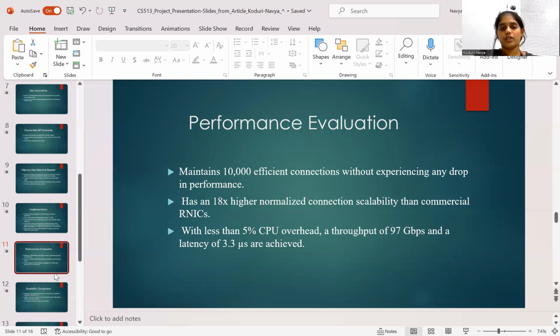It also has 18% higher normalized connection stability than the commercial RNICs. And with less than 5% CPU overhead, it can maintain the overall connections. And also the maximum throughput of it is 97 Gbps, and a low latency of 3.3 microseconds is achieved.